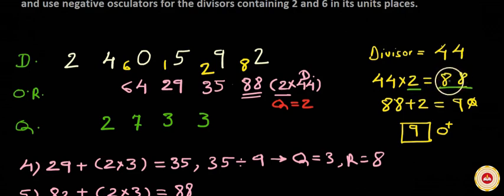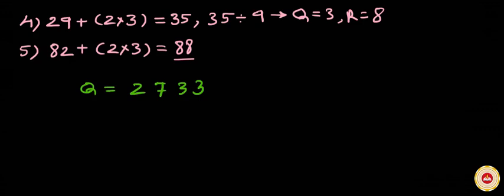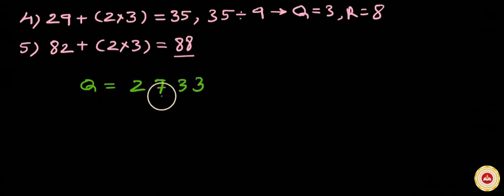And why did we require 88? It is because we needed such a number in which there is 8 in the units place to calculate positive osculator. So the point is, we multiplied original divisor 44 by a suitable multiple, 2. So consider this 2, remember this 2. We have to multiply quotient 2733 by the same multiple 2.